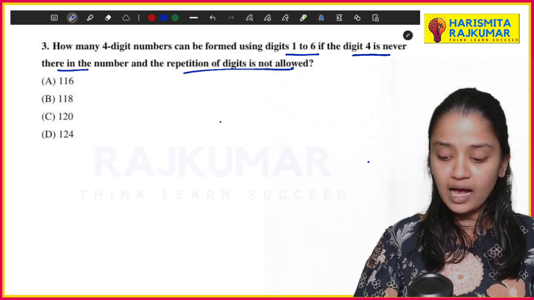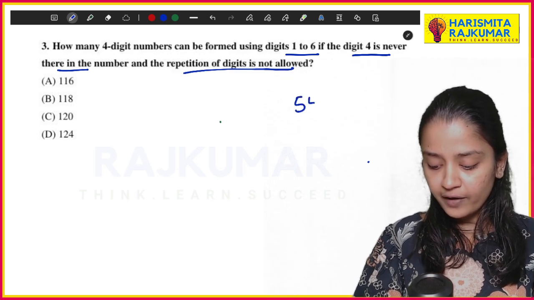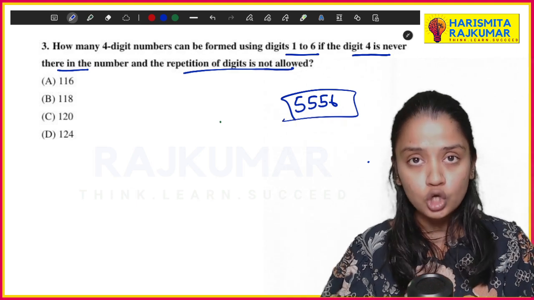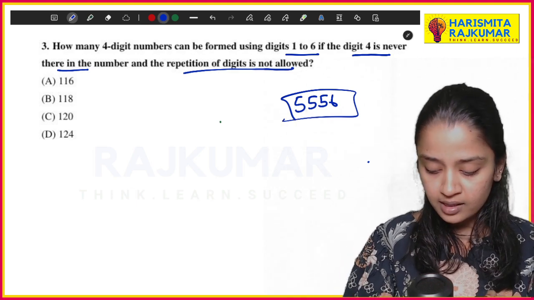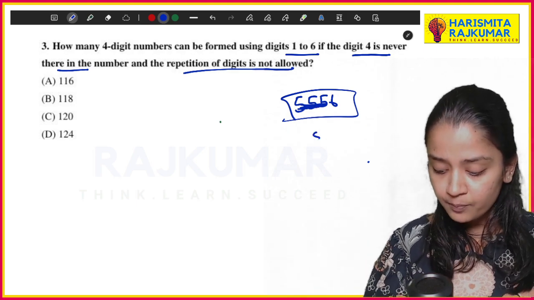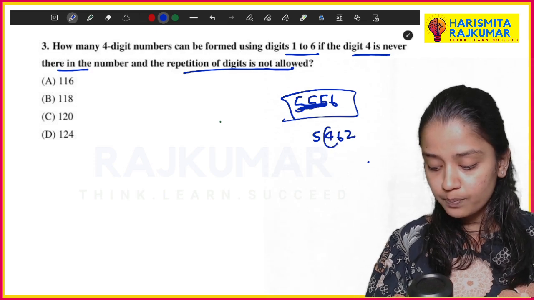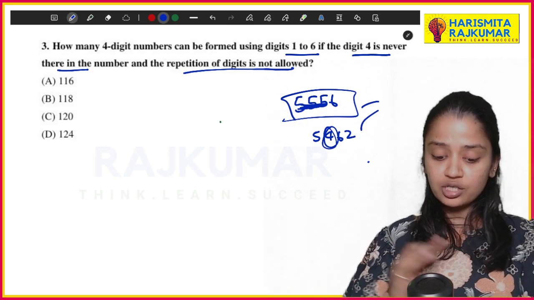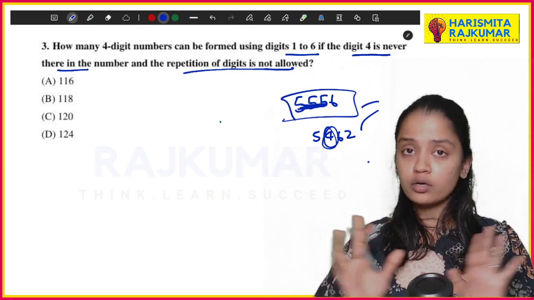So basically they are asking for a 4-digit number such that something like 5556 is not allowed, because 5 is repeating. So repetition is not allowed, and in your number there shouldn't be a 4. These two kinds are not allowed: no repetition and the 4 should not come.